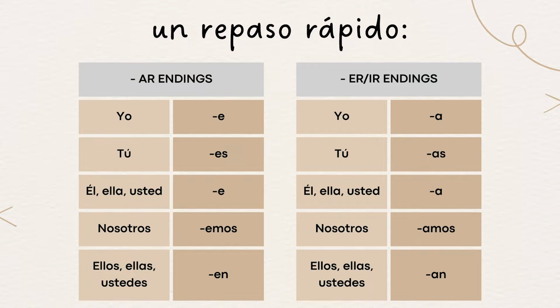A quick review, un repaso rápido, for AR endings in the present subjunctive tense. For yo, it's e, tú, es, él, ella, usted, e, nosotros, emos, and ellos, ellas, or ustedes ends in en. For verbs ending in er or ir, the endings will be a, as, a, amos, an.